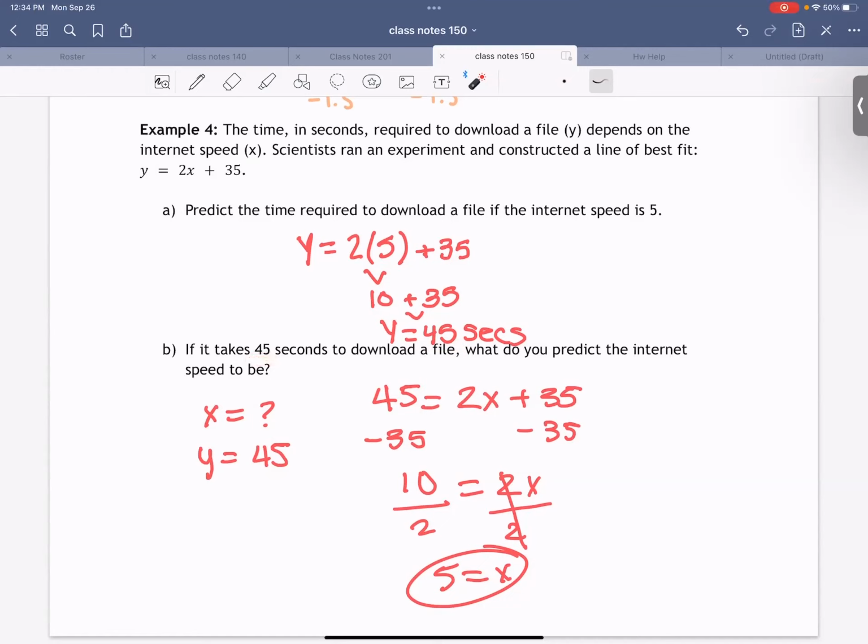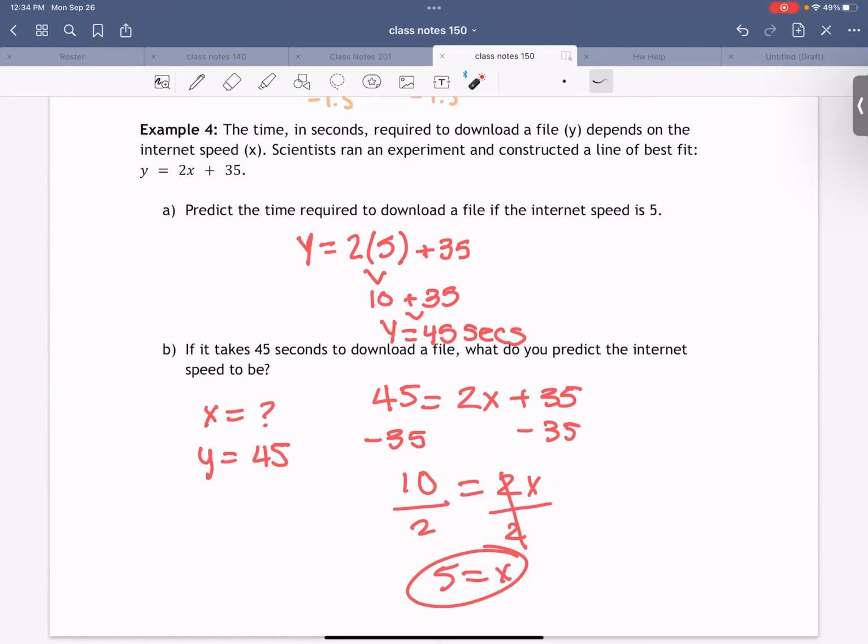Amari, do you want to take us through this one? Yeah. So for this one, we got all together, and then 35 from both sides. And 10 by 2. Great job. All right, so this one, we actually had to solve. Any questions on example 4?